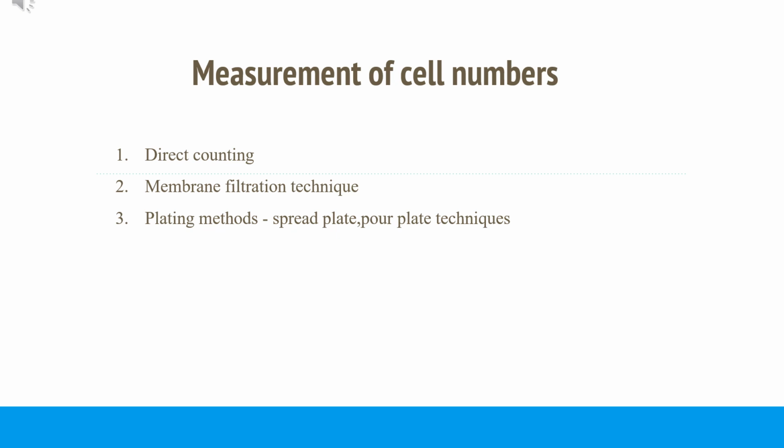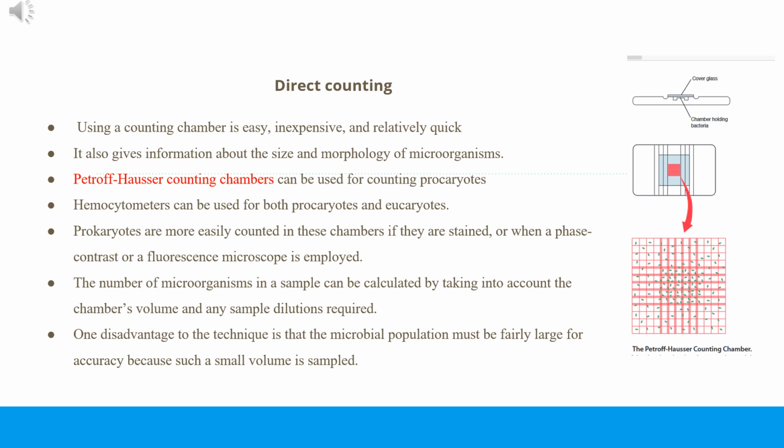It is done by direct counting, membrane filtration technique, and plating methods such as spread plate or pour plate techniques. By measurement of cell numbers, the first one is the direct counting method, and it is used in a counting chamber. It is very easy, inexpensive and very quick. It can be done by direct counting. It also gives information about the size and morphology of microorganisms.